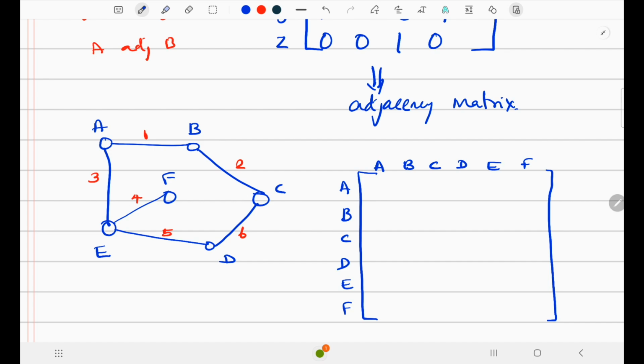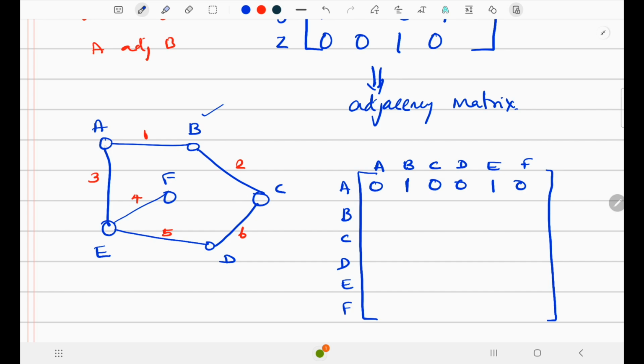Now A is adjacent to A? No. A is adjacent to B? Yes. A is adjacent to C? No. A is adjacent to D? No. A is adjacent to E? Yes. A is adjacent to F? No. Now come for the B.